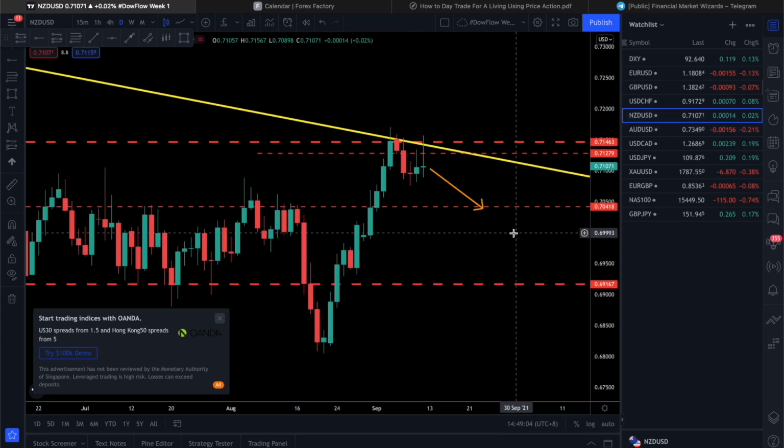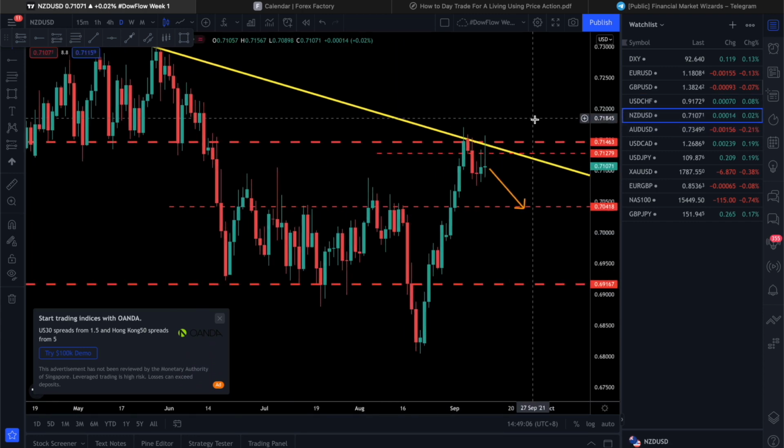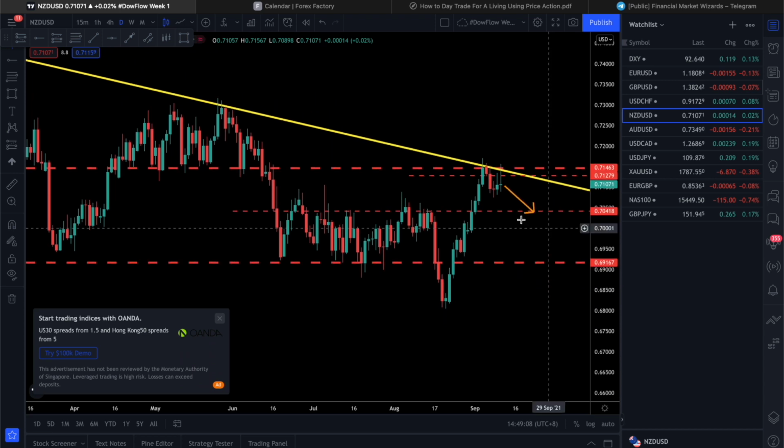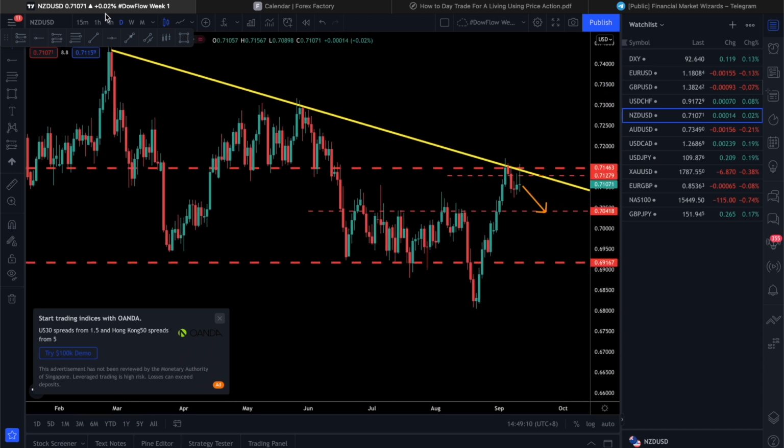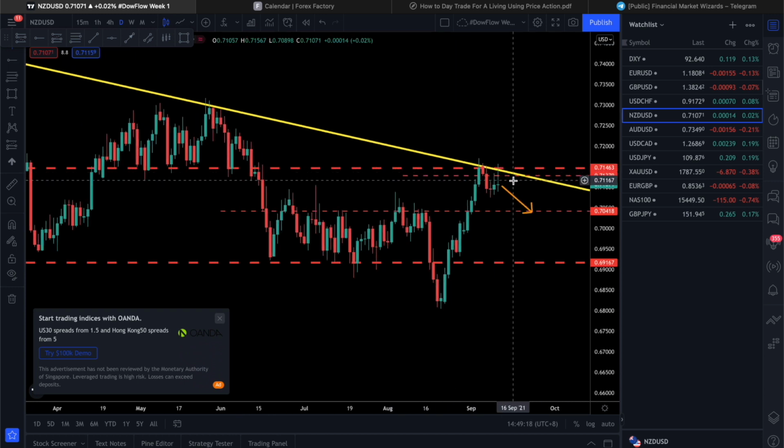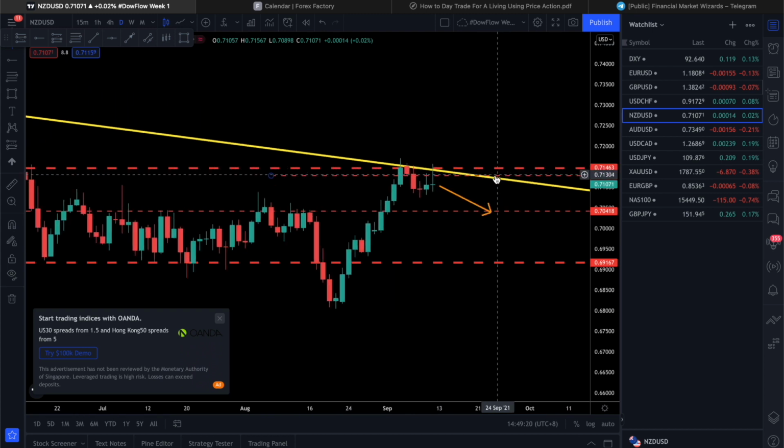So moving on to Kiwi dollar. Kiwi dollar is resisted currently. Previously, I did mention about this descending trend line, which seems to be holding still. I also talked about this market structure level. You can see that this is a very strong level, and true enough, price is being resisted here.